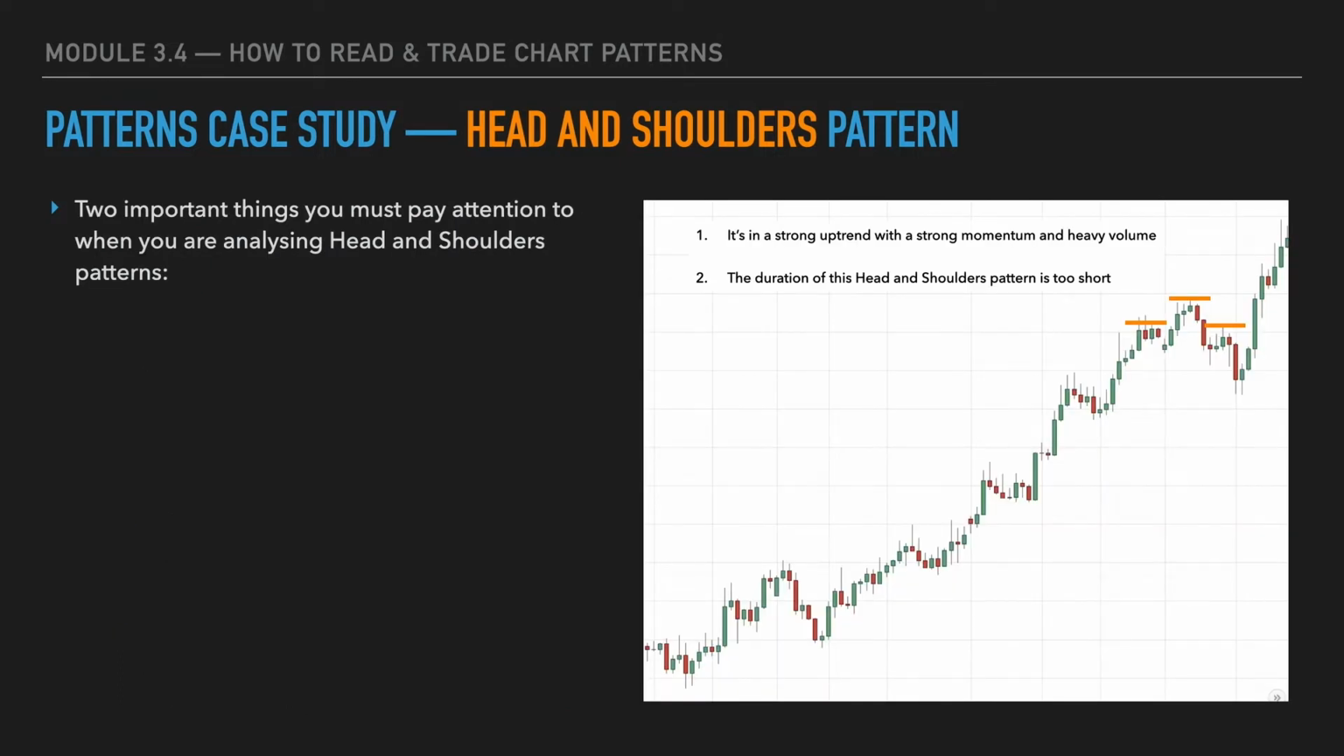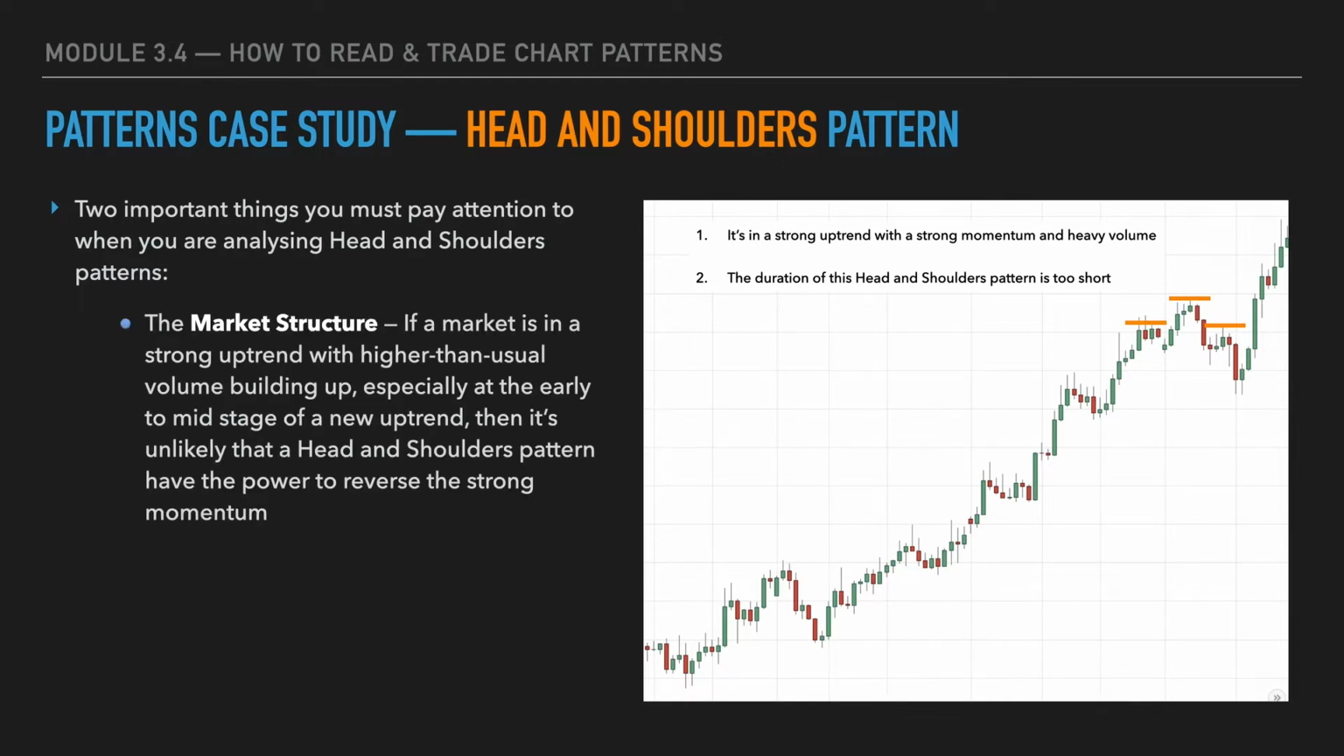There are two important things that you must pay attention to when you are analyzing a head and shoulders pattern. The first thing you should pay close attention to is the market structure, or the current market conditions and environment. For example, if a market is in a strong uptrend with higher than usual volume building up, so the momentum is very strong, especially at the early to mid stage of a new uptrend, then it's highly unlikely a head and shoulders pattern has the power to reverse this strong trend or momentum.